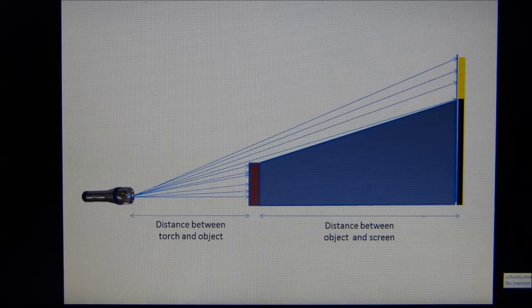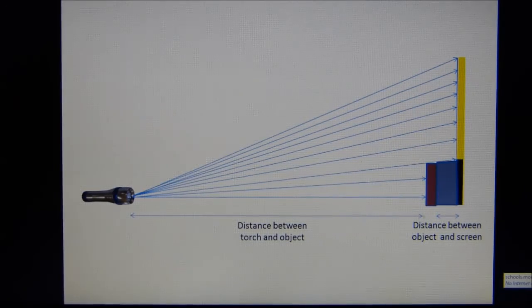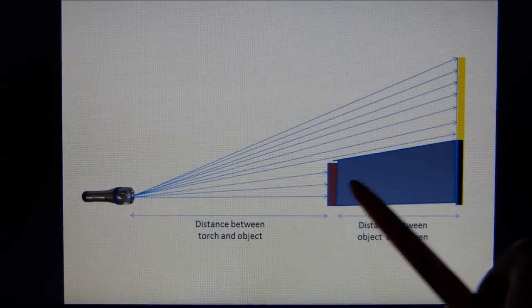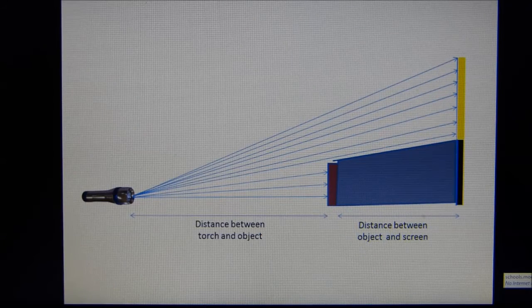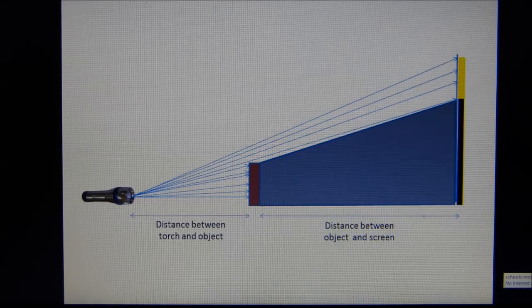Alright, so let's take a look. Okay, this is when the object is near the screen. Alright, the shadow is small because it blocked only 2 light rays. Closer to the torch, the shadow has now become bigger because it blocked more light rays now, and if it's even closer, it blocked even more light rays, the shadow is even bigger.